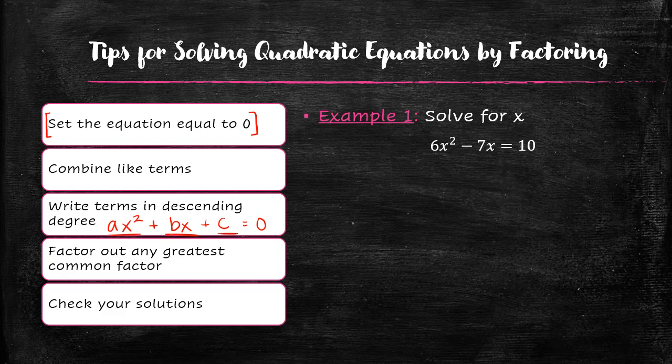Generally, it doesn't really matter which side is equal to 0. I tend to just go for whatever is most straightforward. So I will probably just subtract 10 from both sides of the equation so that we have 6x squared minus 7x minus 10 is equal to 0.